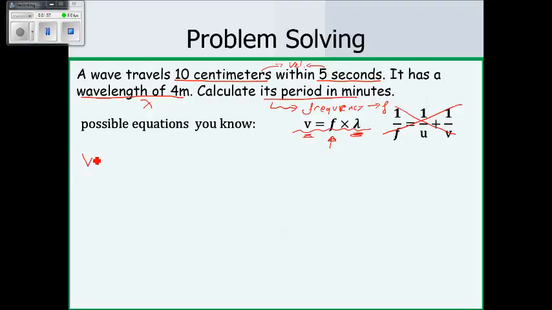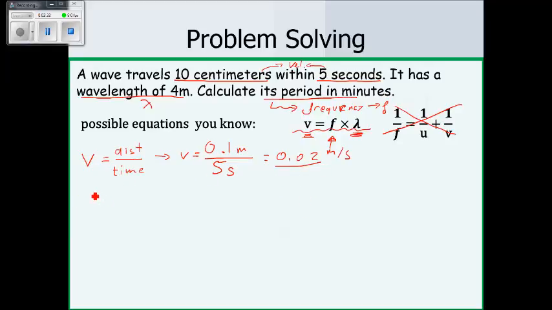Hang on, how do we know the velocity? Velocity is, in this case, a distance that has been traveled in a given time. So in this case, let's try to stick to SI units in meters and seconds. So 10 centimeters is going to be 0.1 meter as a distance, and that's covered in 5 seconds. If you do that, you'll get a velocity of 0.02 meters per second. Good, we've got the velocity.